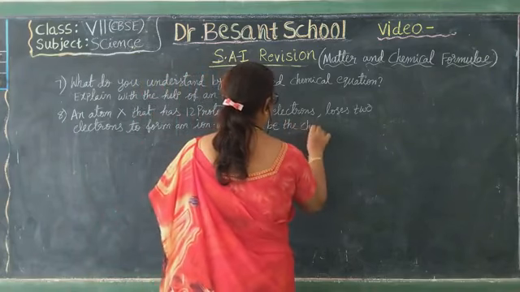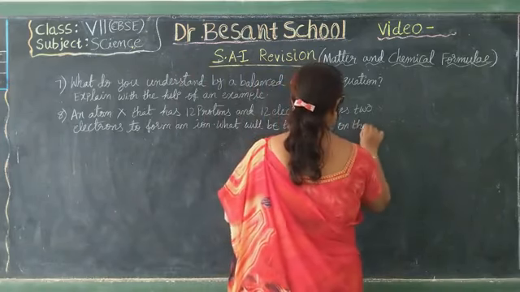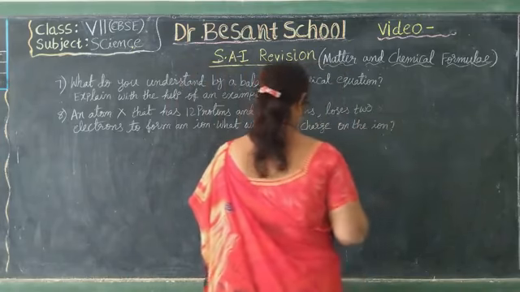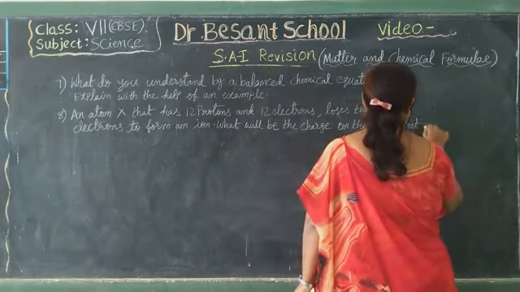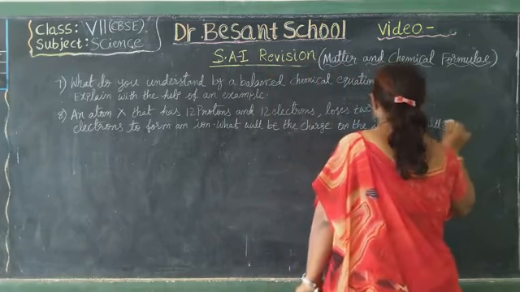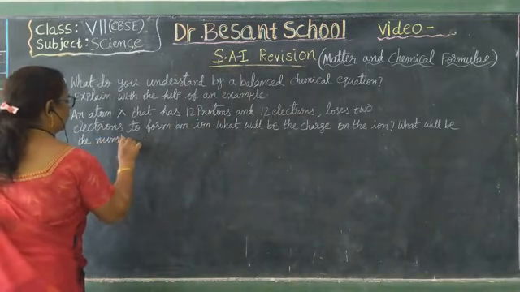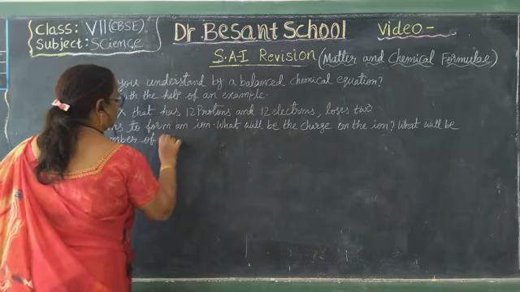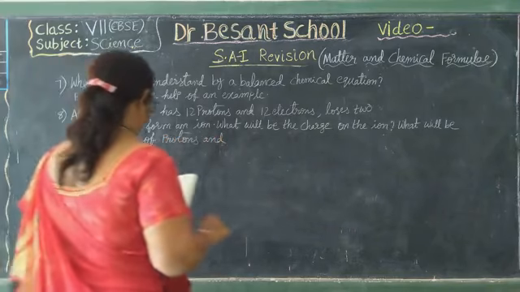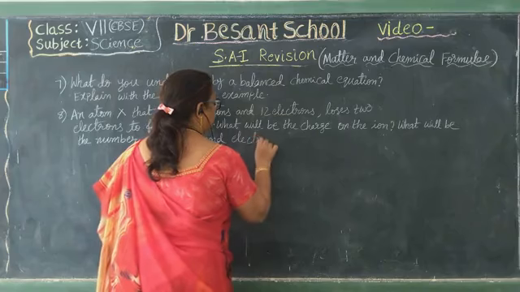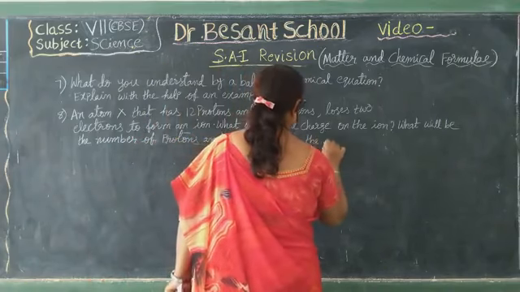What will be the charge on the ion? And what will be the number of protons and electrons in the ion?